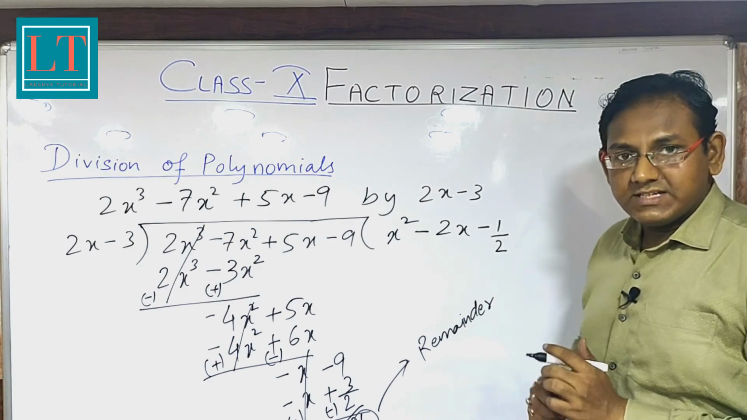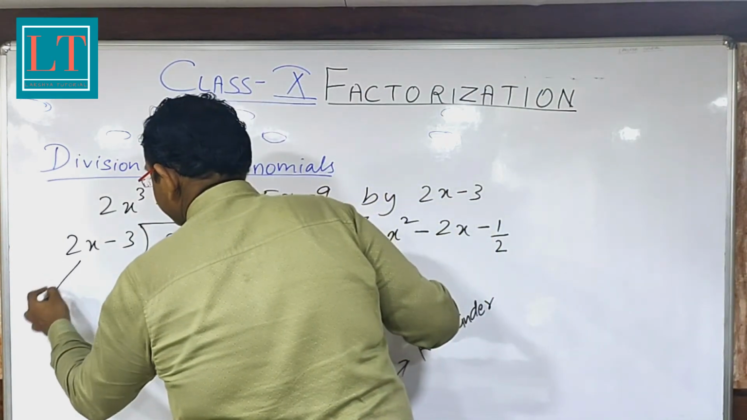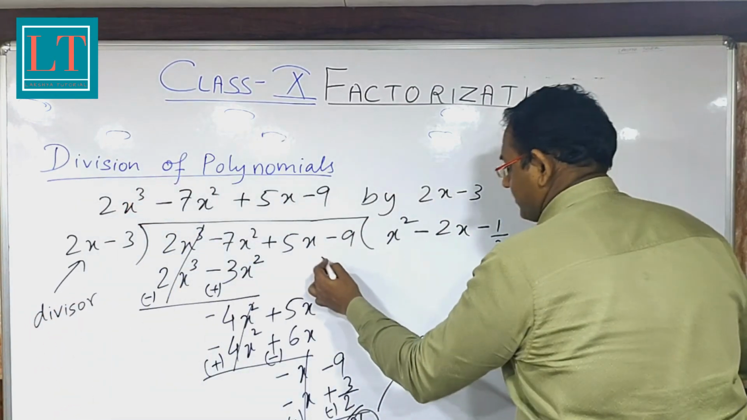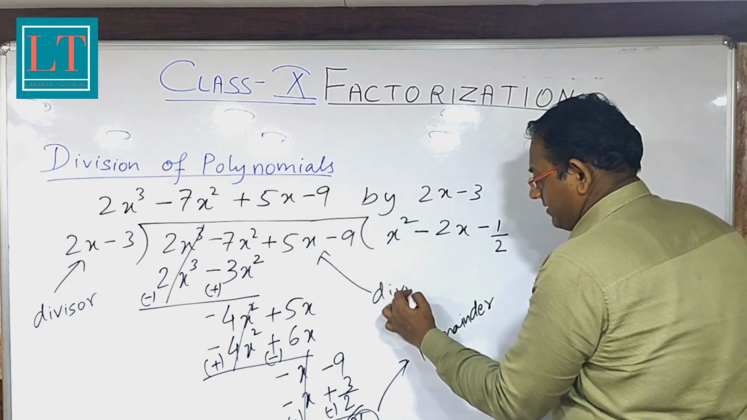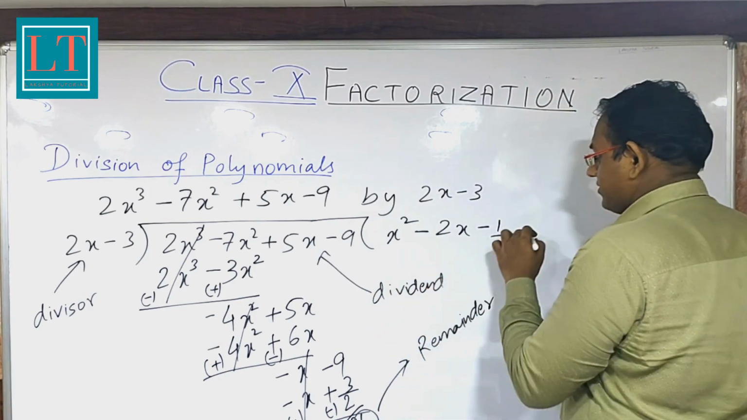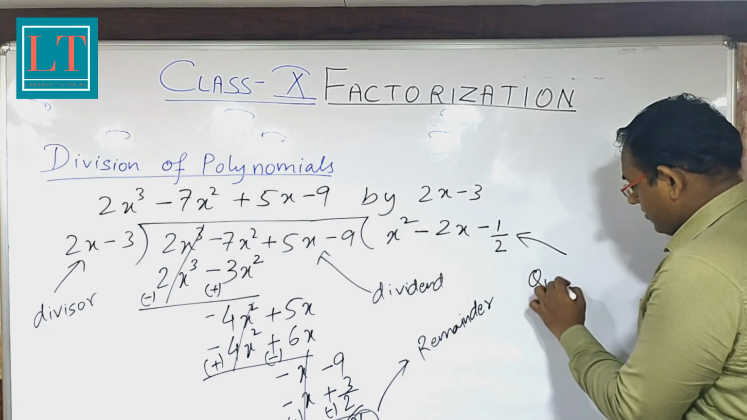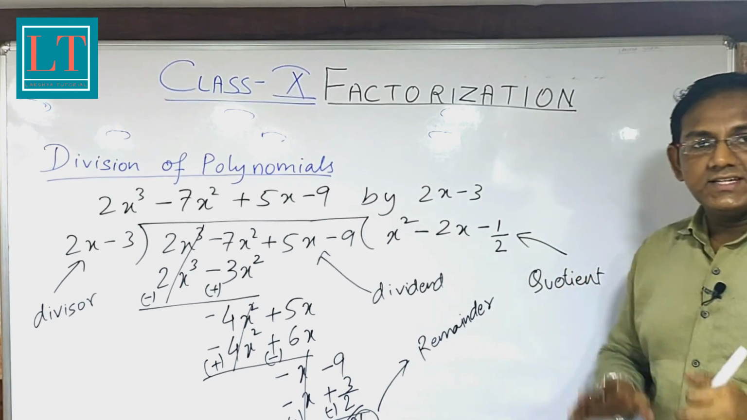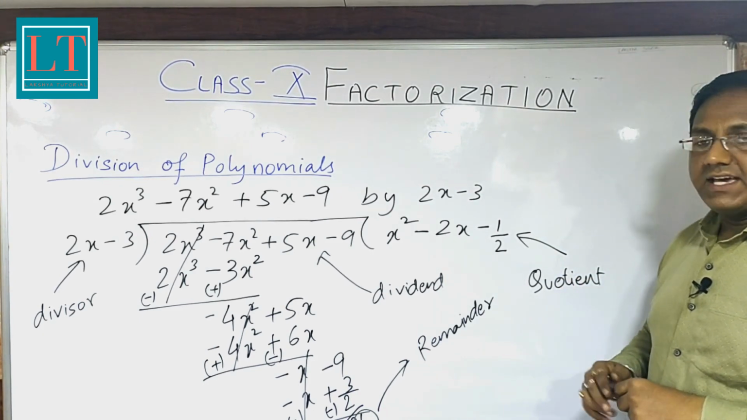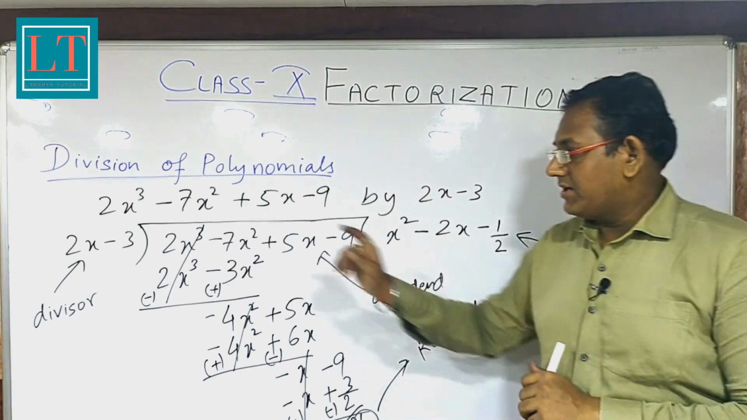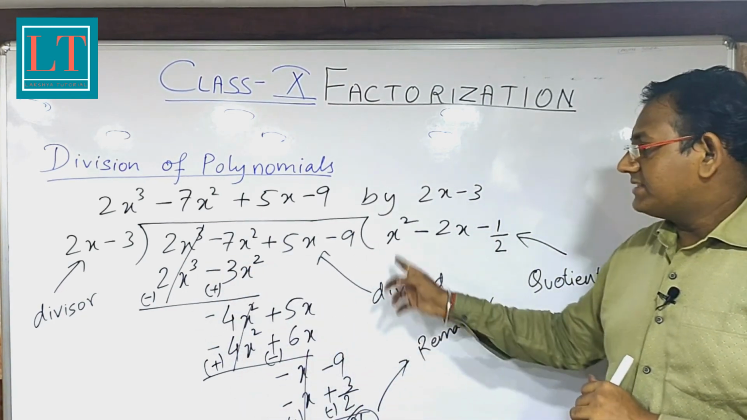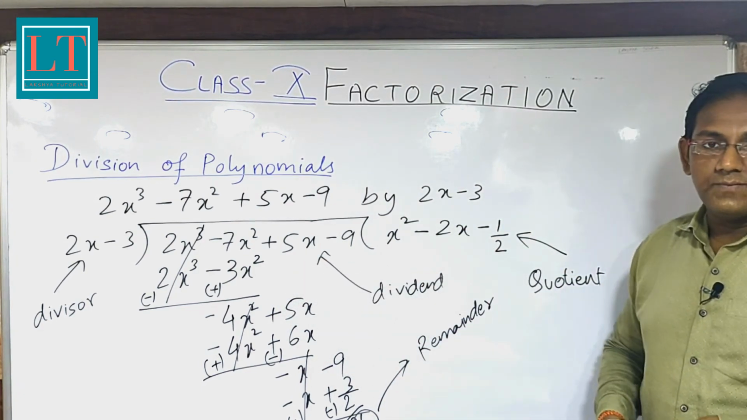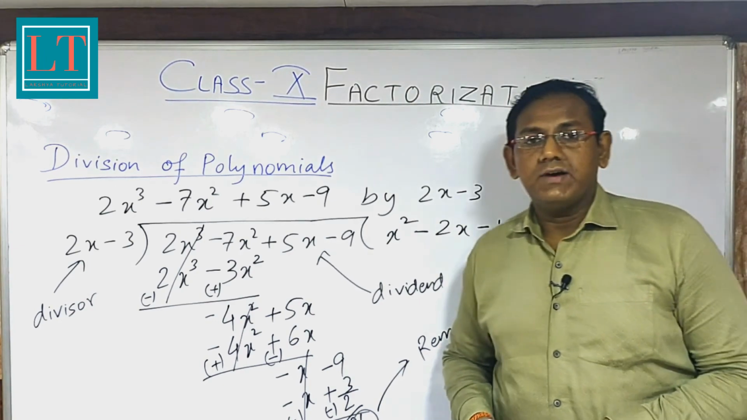So what are the different terms that we are discussing about? We are basically discussing this one to be the divisor, this entire expression to be the dividend, this one to be the quotient, and this one is the remainder. So four different things that we have discussed over here: in a case of division of polynomials, we are basically discussing about divisor, that is the dividing term; dividend, that is getting divided; quotient, that we are getting after division; and remainder, that is the leftover. So in this particular way, we generally divide a polynomial.